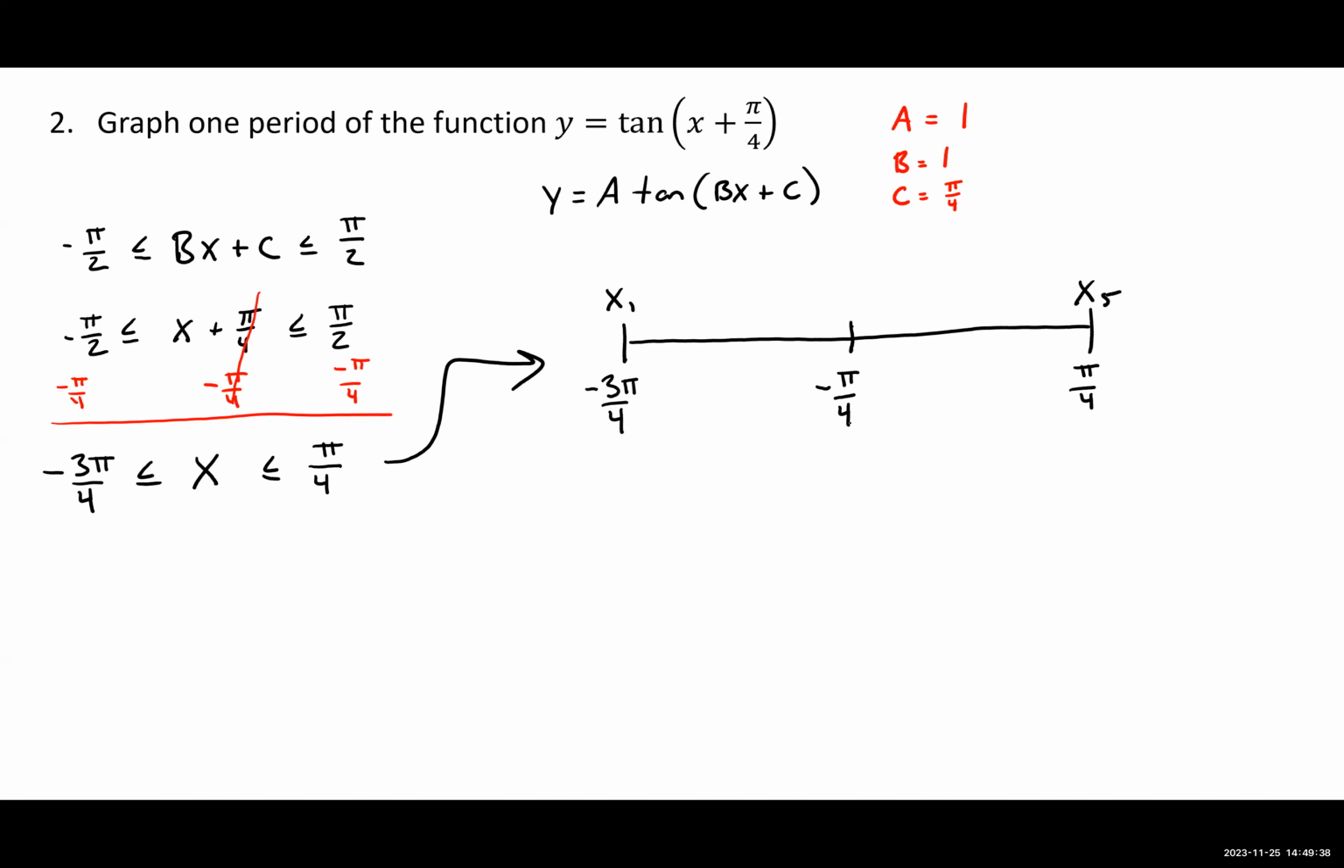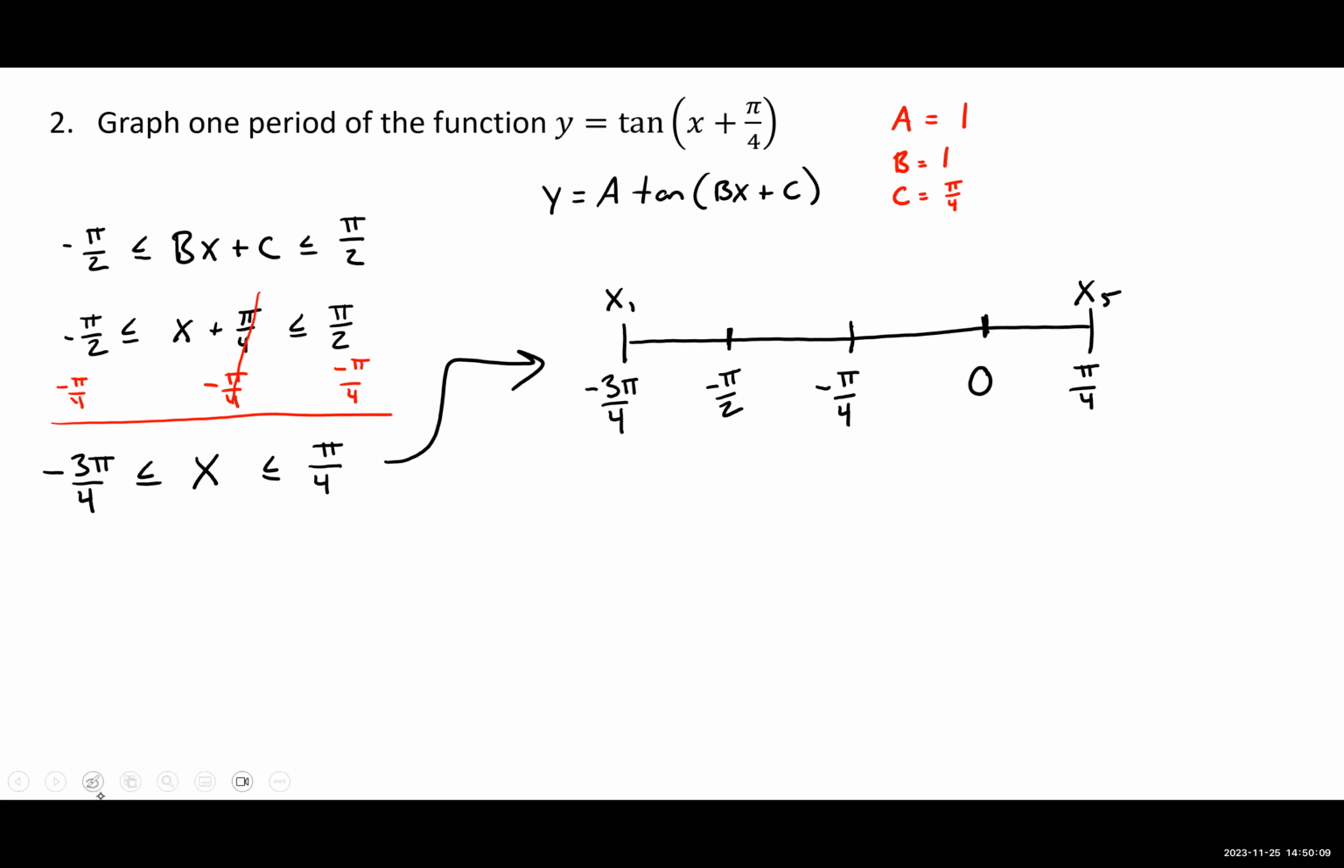So I like to do it this way. Take the whole period, cut it in half, and then take each half and cut it in half. So halfway between negative pi over 4 and positive pi over 4 is going to be 0. And halfway between negative pi over 4 and negative 3 pi over 4, well, that's halfway between negative 1 and negative 3, which is negative 2. So that's negative 2 pi over 4, which becomes negative pi over 2.